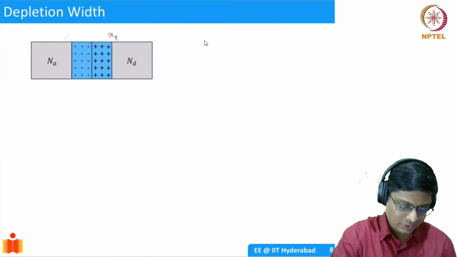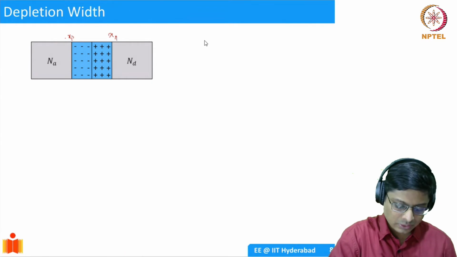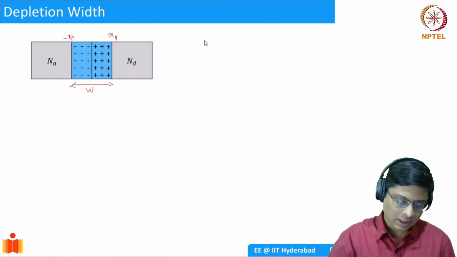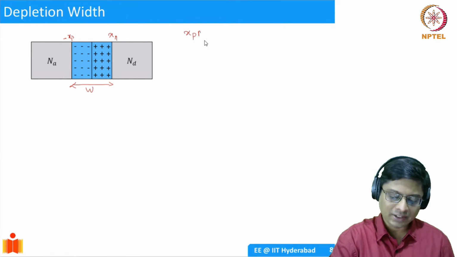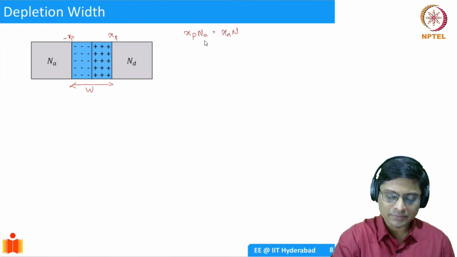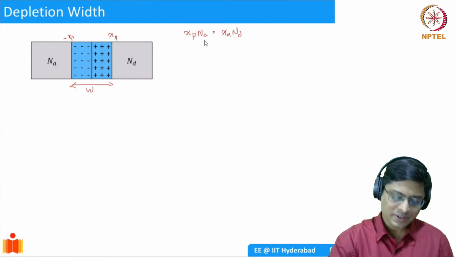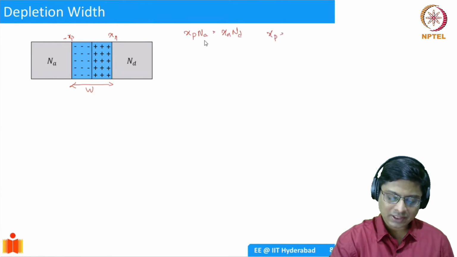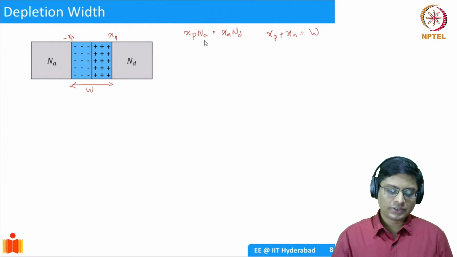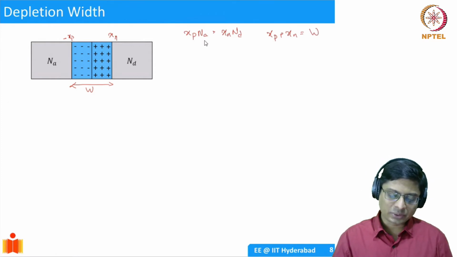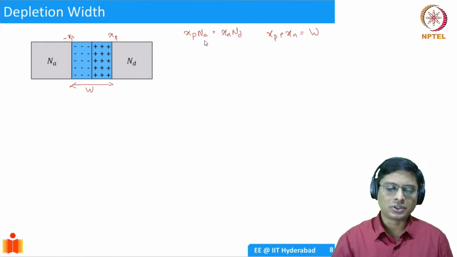So xn is going to be minus xp. This is going to be 0. I'll call the entire region between minus xp and xn as the width. And we have already seen that xp times Na is going to be xn times Nd. And the way we have defined it, xp plus xn is going to be your depletion width. All right. So now we would like to get an estimate, or calculate the expression for W.